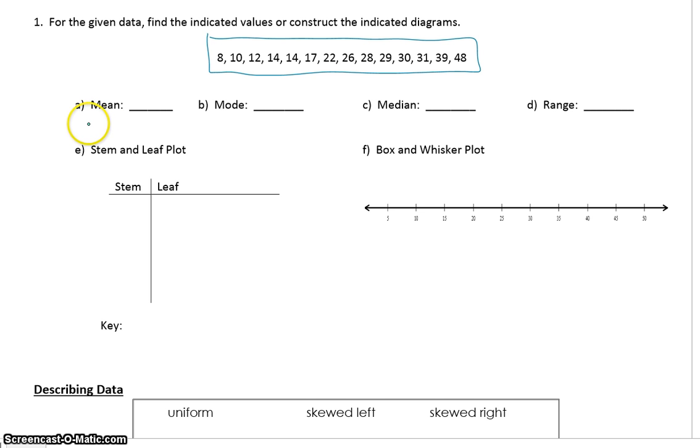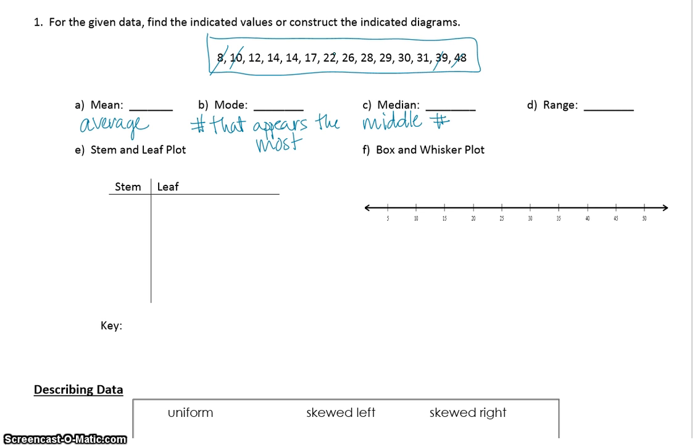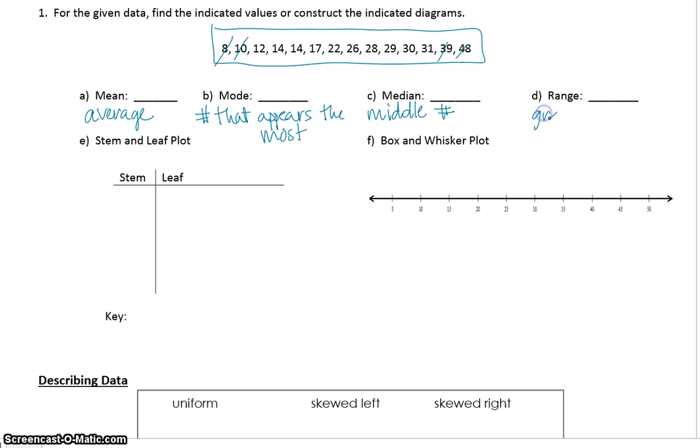The mean is the same thing as an average. So you add them all up and divide by however many there are. The mode is the number that appears the most. The median is the middle number when they're in line. So you would cross off like 1, 2, 1, 2 to find the middle number. If there's more than one middle number, then you need to take the average of those two. The range is the greatest minus the smallest.